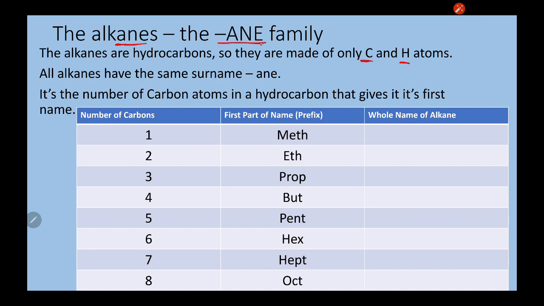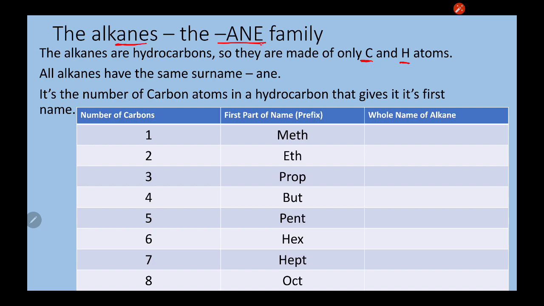The alkanes are no different. What differentiates them, however, is the number of carbons that make it up. We know that only carbon and hydrogen can be present. So what we do is we use the number of carbons to tell us what alkane it is, and then we give it a particular name.